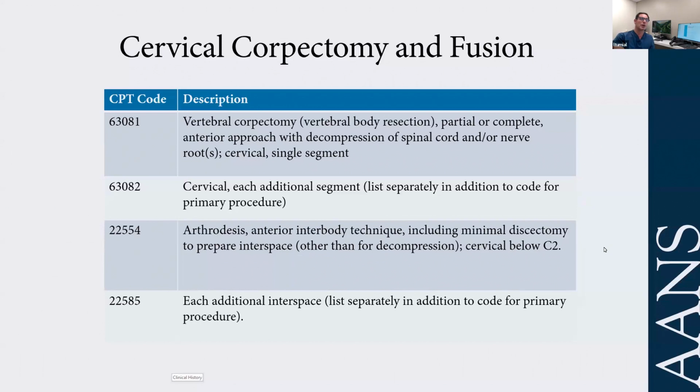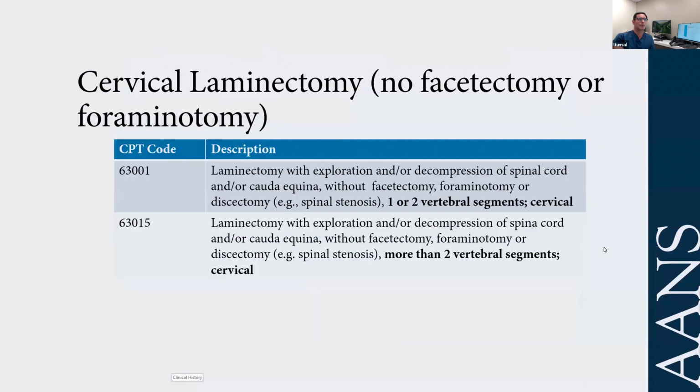Corpectomy, 63081, and then the 63082. That's going to be a lot of corpectomy if you're doing that. Typically, it's a single-level corpectomy, and then you have the arthrodesis above and below. We'll have examples of that if there's time.